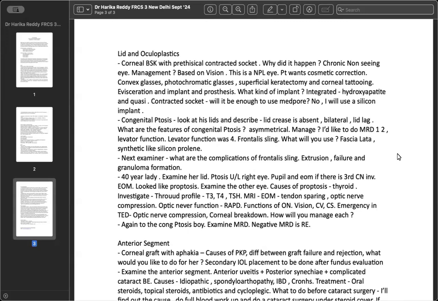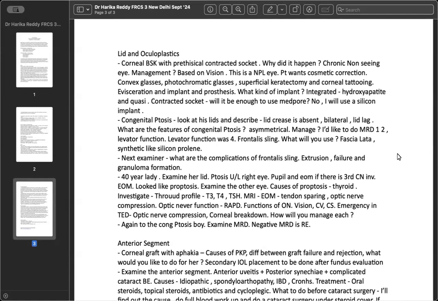Then if there is corneal breakdown, again, depending on how much retraction is there, you first treat. If there is ED or exposure, then you treat that. You give lubricant drops and ointment and everything. Then again, you can do debulking. You can remove the lateral wall and do tarsorrhaphy for such cases.